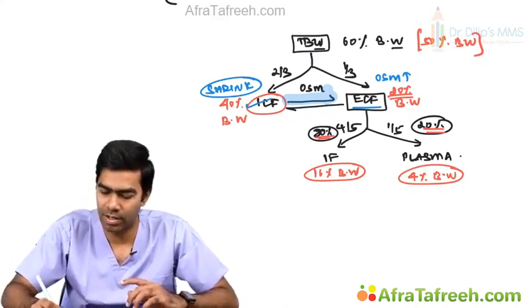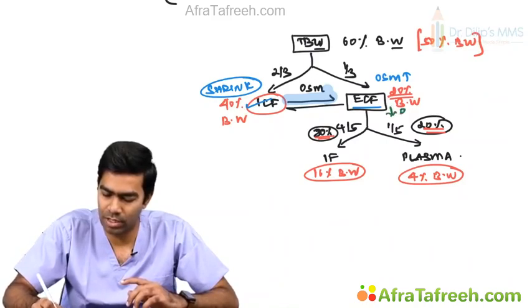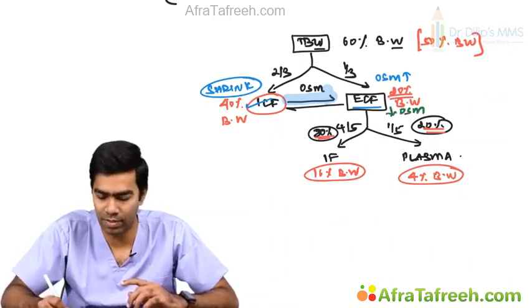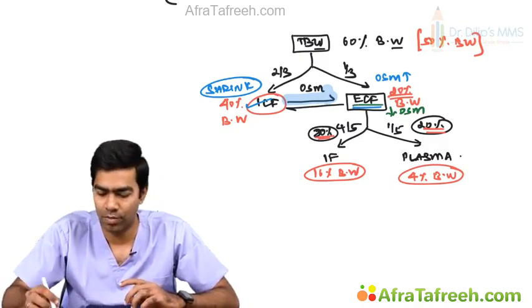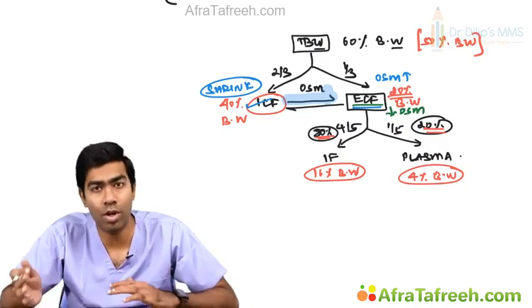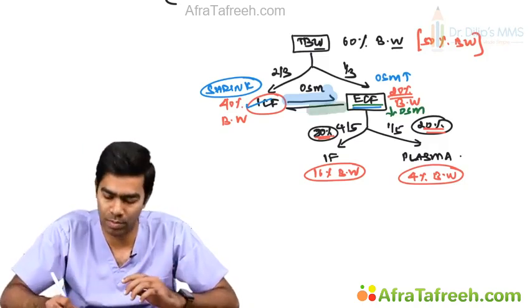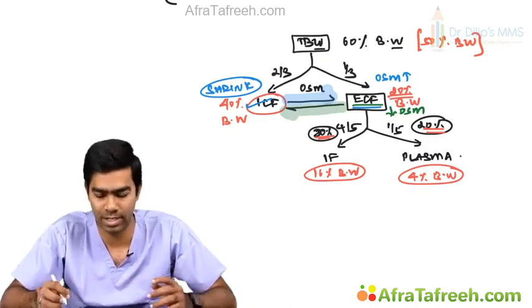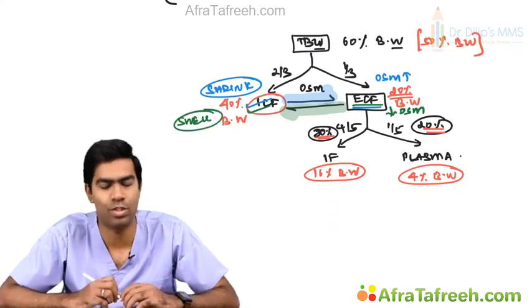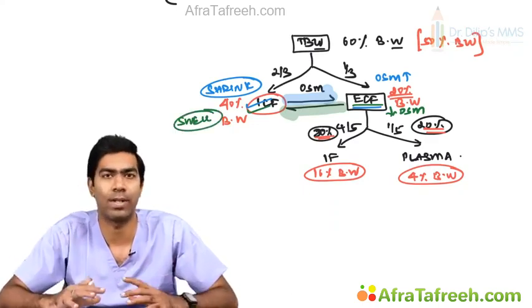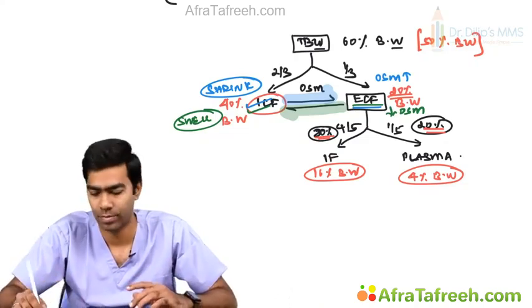Similarly, whenever the osmolality of the ECF decreases, your fluid shift is going to happen from a region of lower osmolality to a region of higher osmolality, which means the water shift will happen towards the ICF and the ICF is going to swell in this situation. The cell is going to swell, the ICF is going to expand.